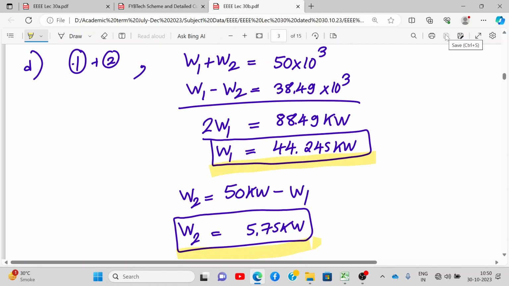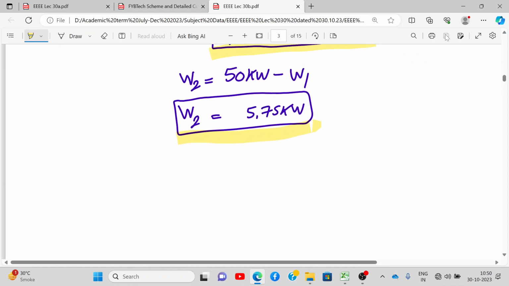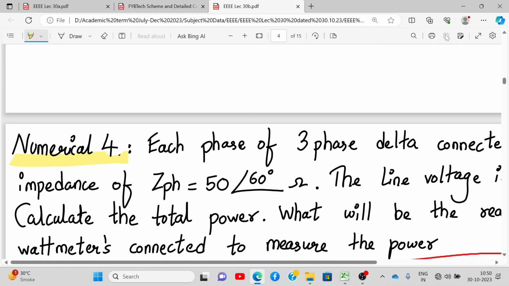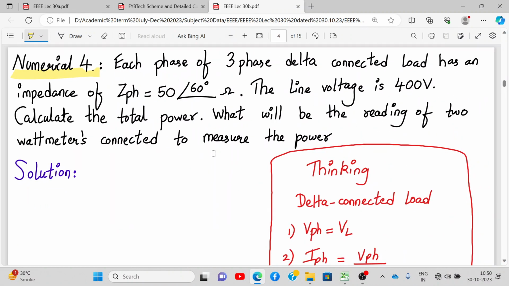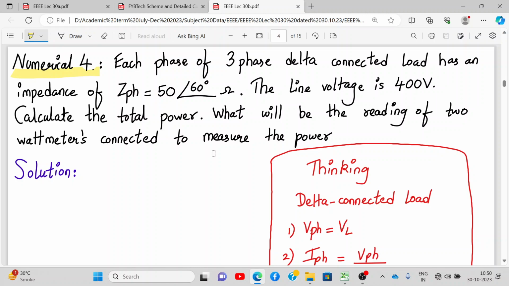Now we go for the last numerical for the day. Alright? Okay, let's start. Now listen carefully. Each phase of a 3-phase delta connected load has an impedance 50 angle 60 degree ohms, the line voltage is 400, calculate the total power. What will be the reading of two wattmeters connected to measure the power?